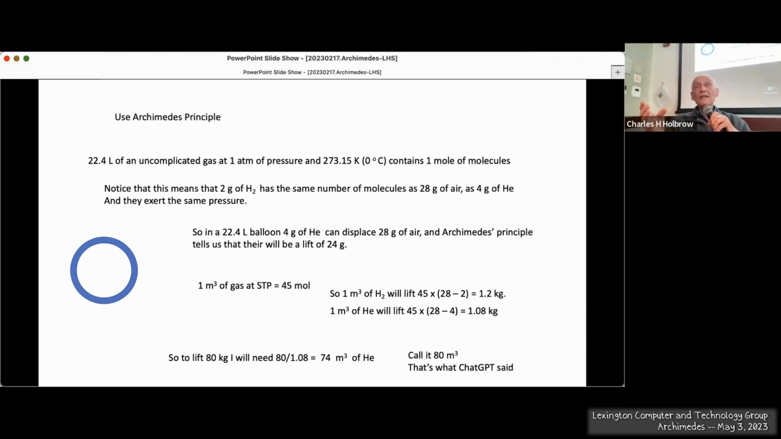So 22.4 liters of hydrogen contains 2 grams of hydrogen gas. 22.4 liters of air, and I'm using a kind of averaging of air because I know it's not a pure single gas, is about 28 grams. It's mostly nitrogen, so that makes sense, mostly nitrogen, N2, which is 28 grams.